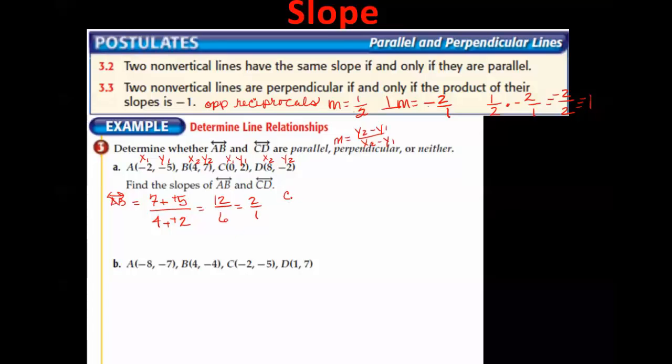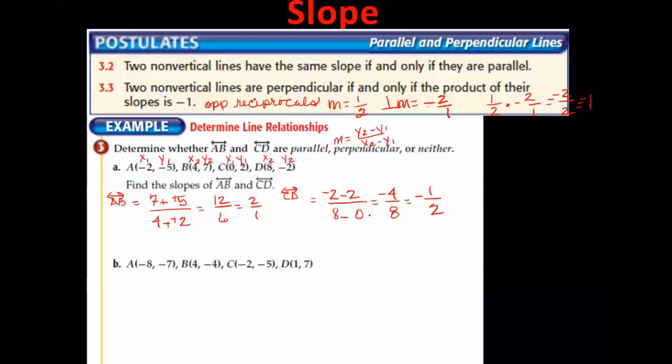So for line CD, remember you always simplify. That's how I got the 2 over 1. y2 is negative 2 minus 2 for y1. x2 is 8 minus 0 for x1. So it gives me a negative 4 over 8. Both of those are divisible by 4, so I get a negative 1 over 2.